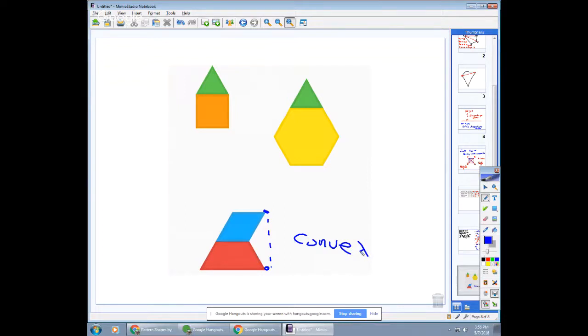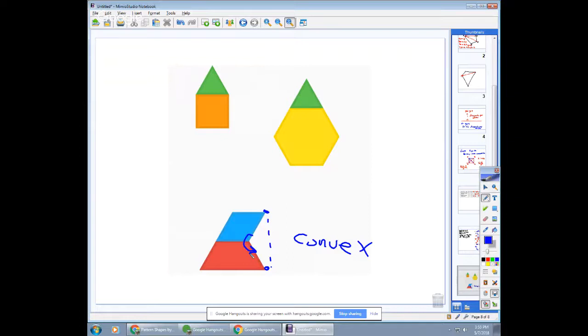The other way to determine if something is concave is if you have any interior angle that's more than 180 degrees. Okay, so that interior angle is 210 degrees, I think. Did I do that right? No. I'll get back to you on that angle. But it's more than 180.